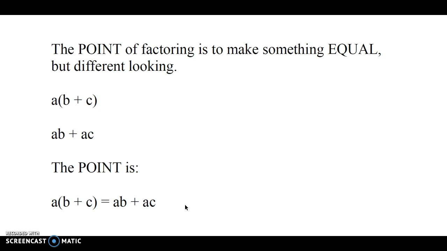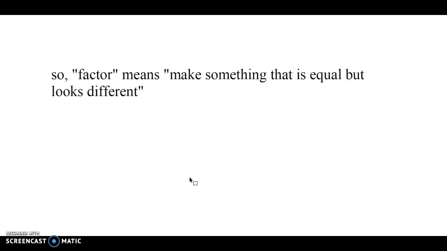And why do we do that? Well, a lot of times you want to maybe plug in for one thing or plug in for a different thing, and so it's a little bit easier. Maybe you could simplify B plus C pretty easily, but you can't simplify AB plus AC as easily. There's all sorts of things, right? And so we're just trying to navigate some different areas of math paths, if you will. So we do it for a variety of reasons, but factoring at its core is just making something that's equal, but it looks a bit different.